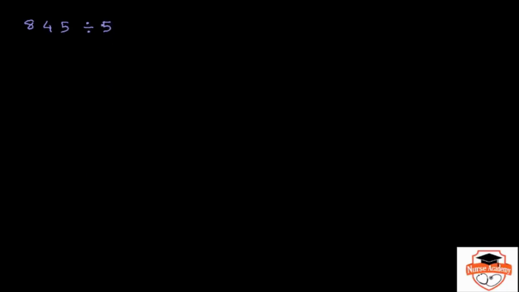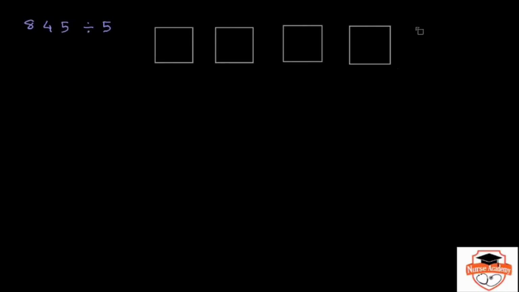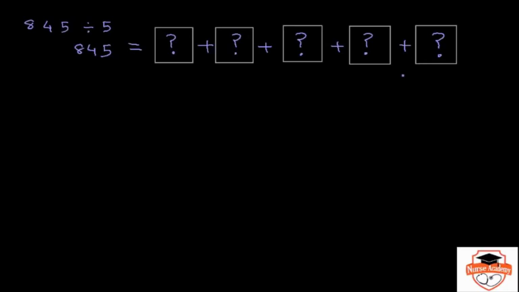So you want to know 5 times what is going to give you 845? Or if you have 5 equal size groups that add up to 845, what is the number in each group? So what times 5 is 845? Same thing, said in a different way.